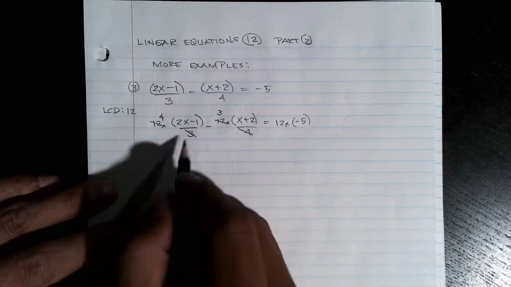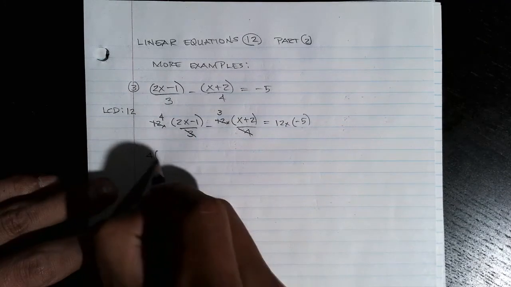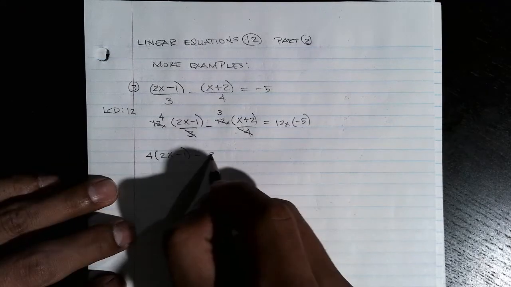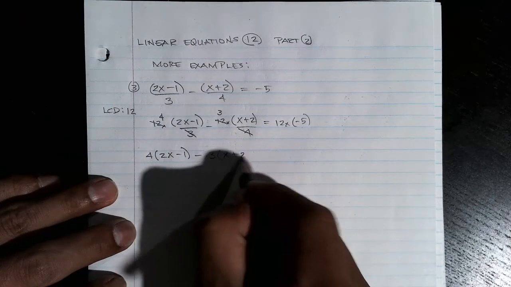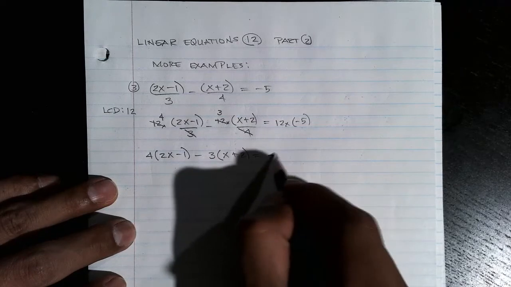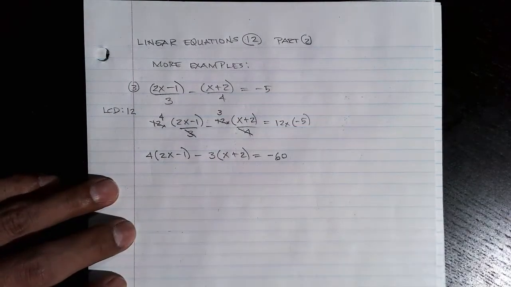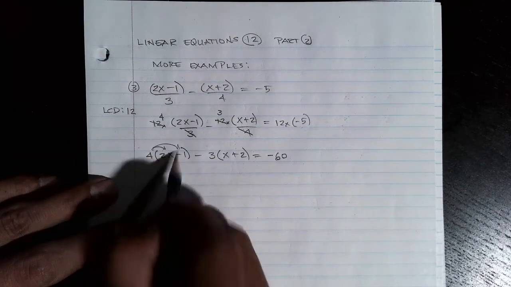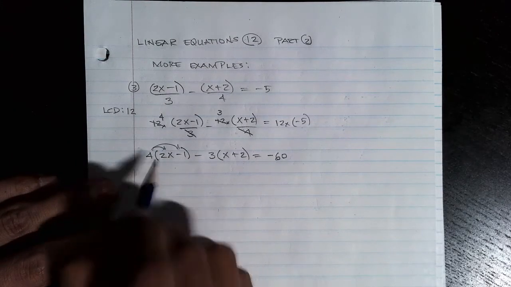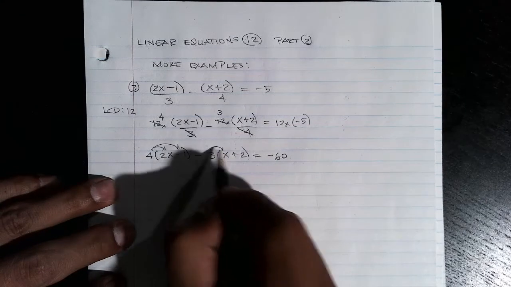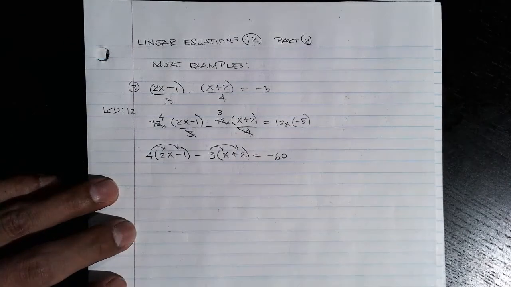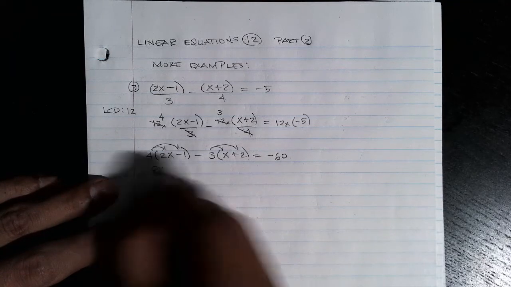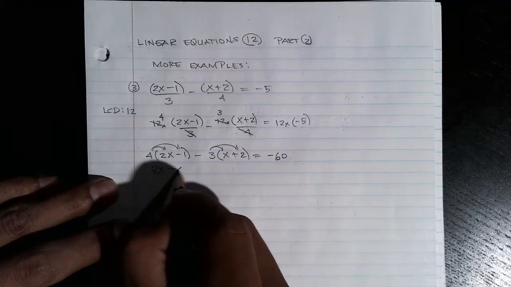So let's rewrite this. Now it becomes 4 times 2x minus 1 minus 3 times x plus 2 equals negative 60. Big example. Okay, let's do the distributive property with this. 4 times 2x minus 1. And this 3 is going to multiply with this x, this plus 2. Okay, so 4 times 2x is 8x over here. 4 times negative 1 is negative 4.